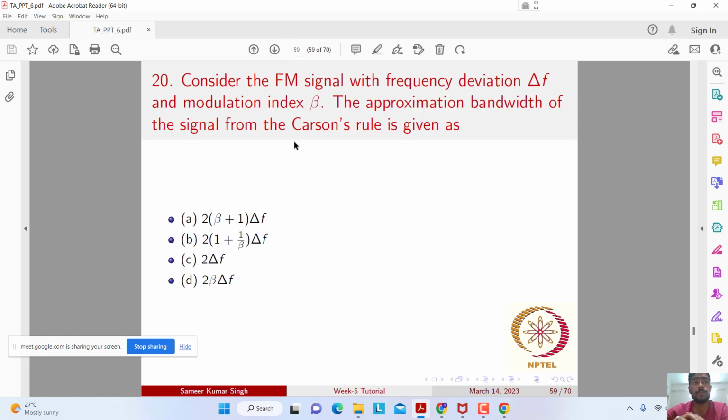Okay, question number 20. Consider the FM signal with the frequency deviation delta F and modulation index beta. The approximate bandwidth of the signal from the Carson rule is given as? Okay, please try.